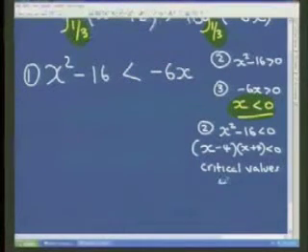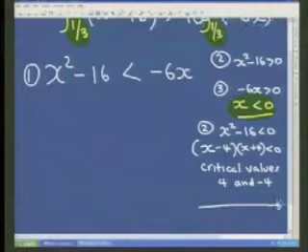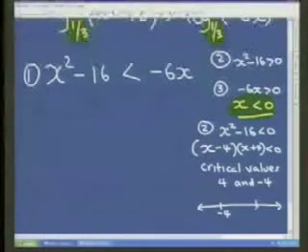So it would be 4 and? 4 and negative 4. So what I would do is put these numbers on a number line and test what happens. Have you done this before? No. Right, so I'm going to test what happens between each of these regions: less than minus 4, between minus 4 and 4, and after 4.